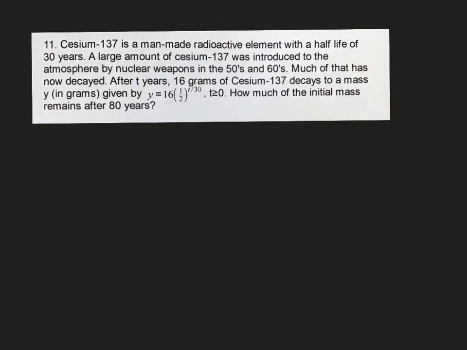In number 11, cesium-137 is a man-made radioactive element with a half-life of 30 years. A large amount of cesium-137 was introduced into the atmosphere by nuclear weapons in the 50s and 60s. Much of that has now decayed. After t years, 16 grams of cesium-137 decays to a mass of y in grams, given by y equals 16 times 1/2 to the t over 30, t is greater than or equal to 0. How much of the initial mass remains after 80 years?